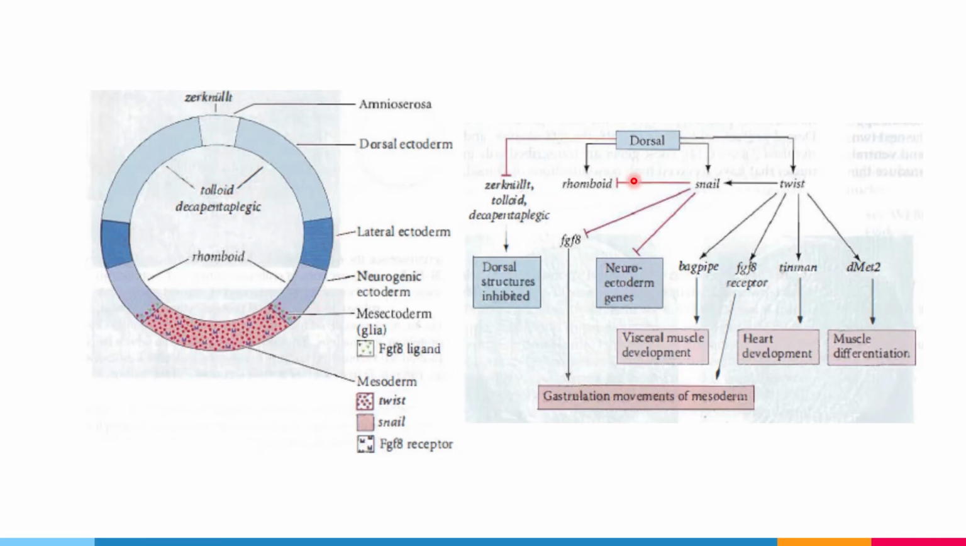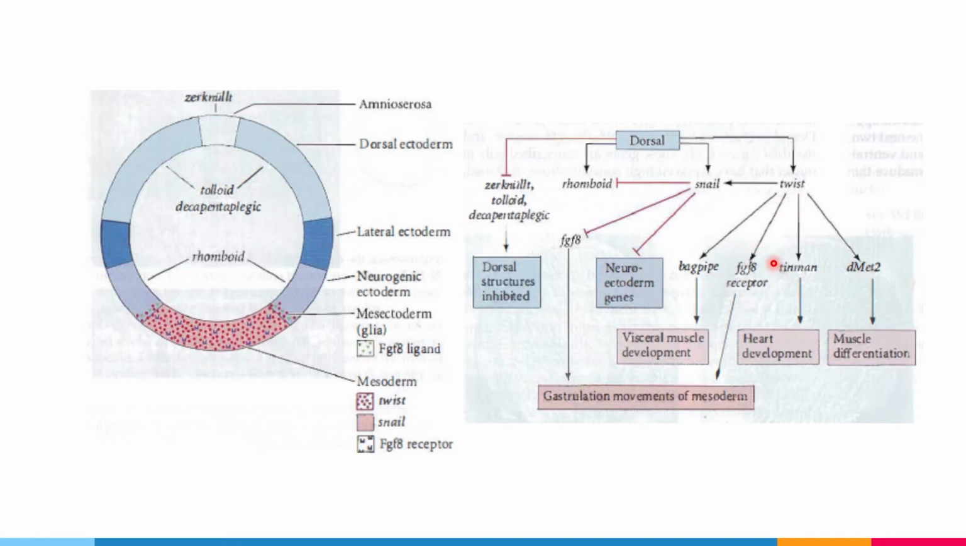Then again, what dorsal does is it inactivates these three genes: zerknullt, tolloid, and DPP, where there is no dorsal. So on the dorsal side of the embryo, only these genes are activated, and they form the various dorsal structures. This is shown in this flowchart. Dorsal activates rhomboid, snail, and twist. Snail inactivates rhomboid. Snail then inactivates the FGF8 ligand and does not form neuroectoderm genes. These are dorsal genes, so they will only form on this part.